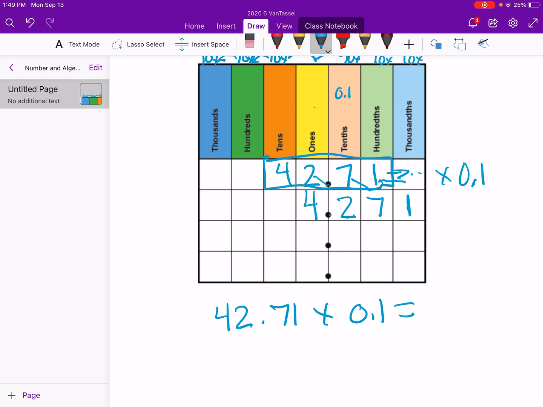4.271. And you can see down here, if I didn't have the place value chart, I like to think in my head of just moving the decimal rather than shifting all the numbers. So I'm going to take this decimal, make this number smaller. So it's going to be 4.271. It's going to move one space this way to make this number smaller.